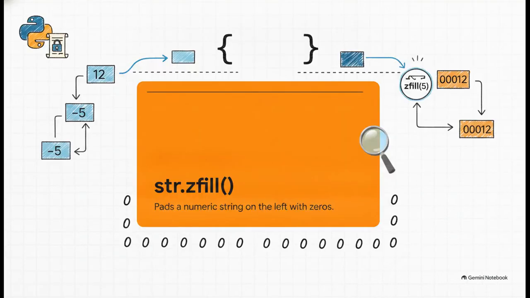Well, if you ever need leading zeros, the Python documentation points us to the zfill method. Basically, zfill takes a numeric string and automatically pads the left side with zeros until it reaches a specific width. So if you've got the string 12 and you use zfill with a 5 in the parentheses, Python instantly slaps 3 zeros on the front, giving you 00012. It even understands positive and negative signs, which makes it a super fast way to standardize your string lengths.